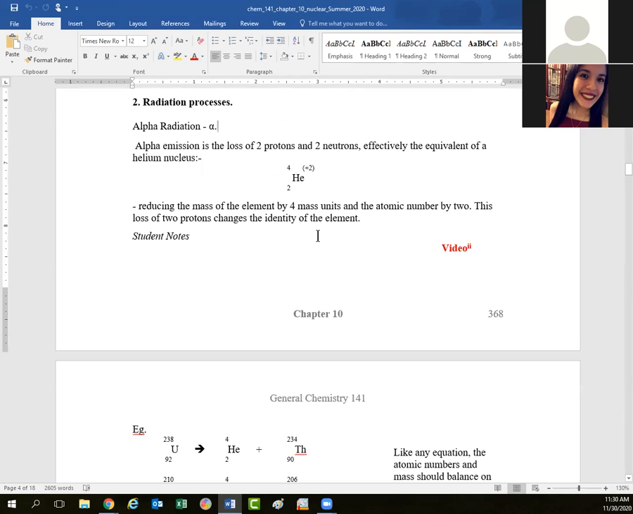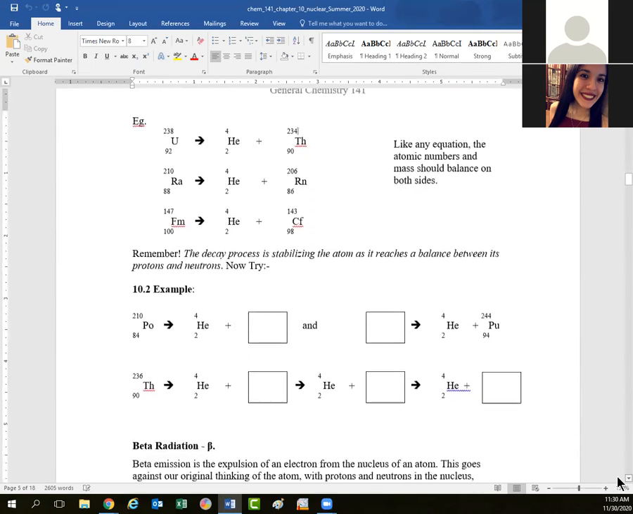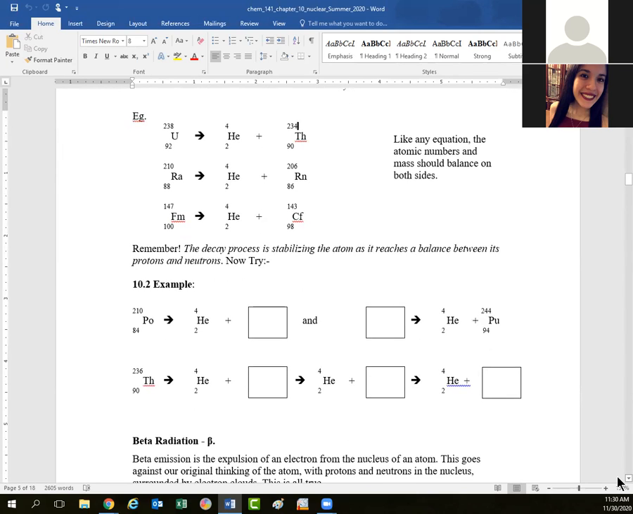So when that emission occurs each time, it's going to cause a change in the atomic number, therefore cause a change in the very identity of the isotope. It's going to change into a different element when alpha radiation occurs. Atomic number drops down by 2 units, and the mass number drops down by 4 units, because we're losing 2 protons and 2 neutrons, which are both, of course, counted towards the mass.